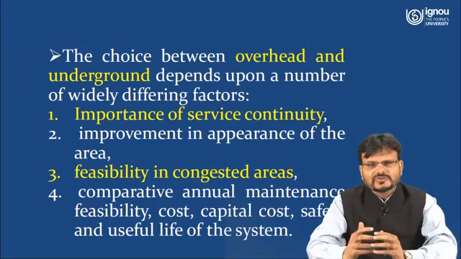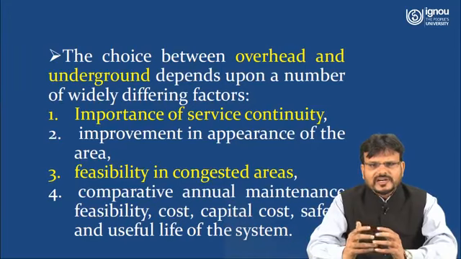Because we are talking about the two types of distribution, that is overhead and underground. The underground system is very costly, but it looks beautiful. The chances of fault or failure are very low in the underground system. But the problem is the cost of such an underground system is very high. So to optimize between overhead and underground distribution systems, different factors have to be taken into consideration.